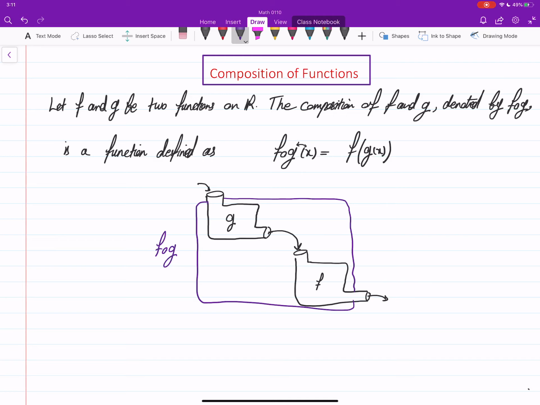How does f∘g work? Well, you put x into f∘g. What happens is that inside, x goes first into the machine g. The outcome is g(x). And then g(x) is put into f as an input, and then the outcome will be f(g(x)). And that's how you can have a picture in mind of how this composition works.